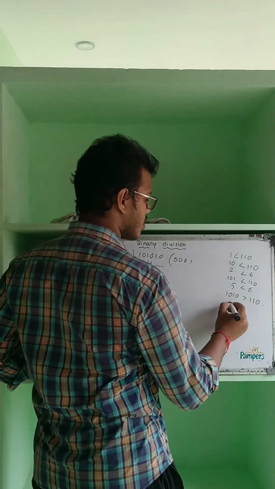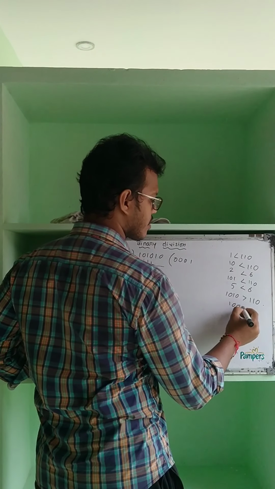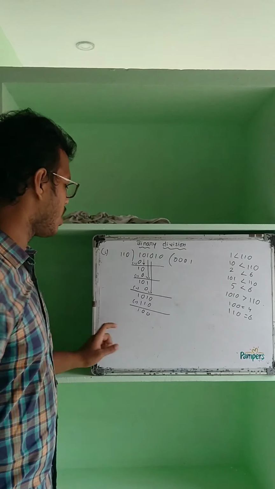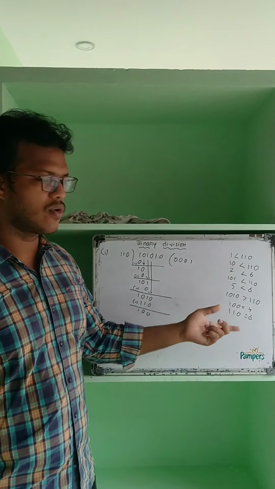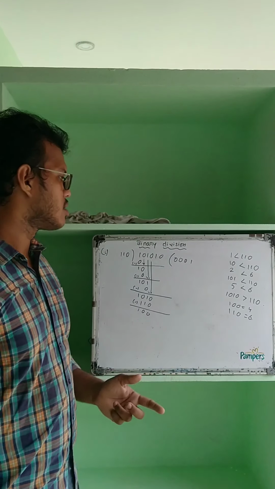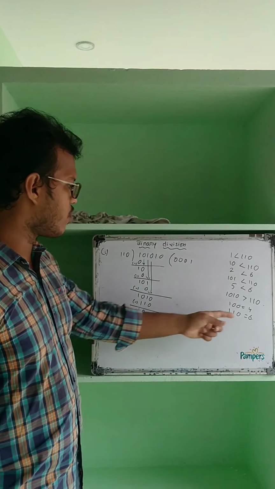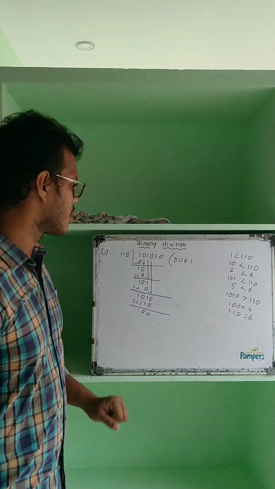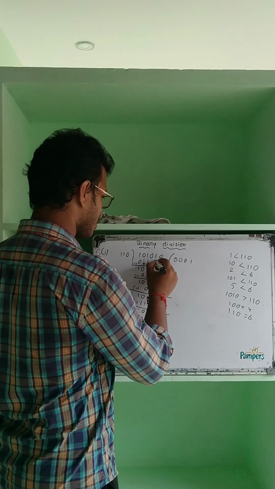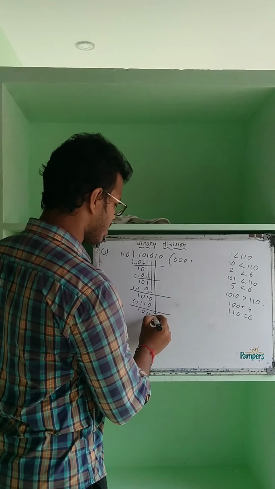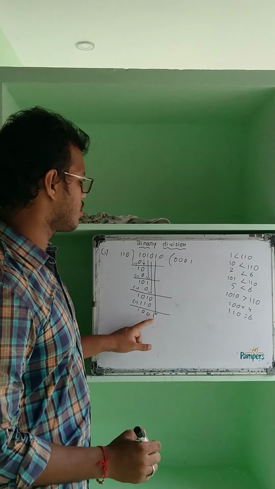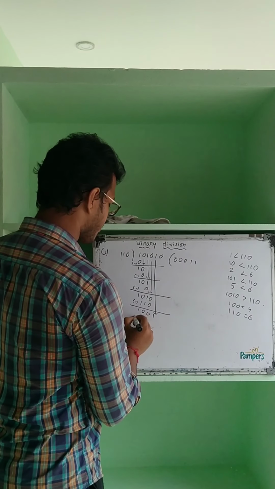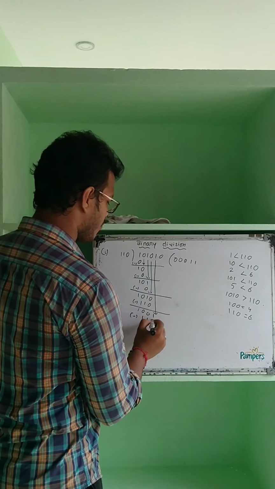So 101 means 5, 110 is 6, so the result is 100. So 100 is 4. Right? So this 4, still 100, is less than 6. So bring down 1 here. Now 1001 is greater than 110, so it is going to multiply by 1, 110.